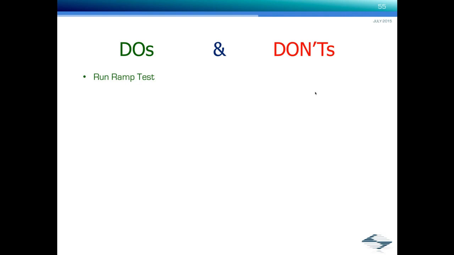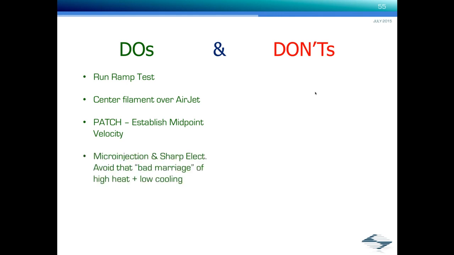Don't guess at the heat. Center that filament over the air jet. That's super important. Make sure you've established the midpoint velocity when you're making these patch pipettes. When you're making the sharp electrodes, please do avoid that bad marriage of high heat, low cooling. Read that manual and cookbook. If you have insomnia, take them home, read them in bed. They'll quickly put you to sleep, I promise you.